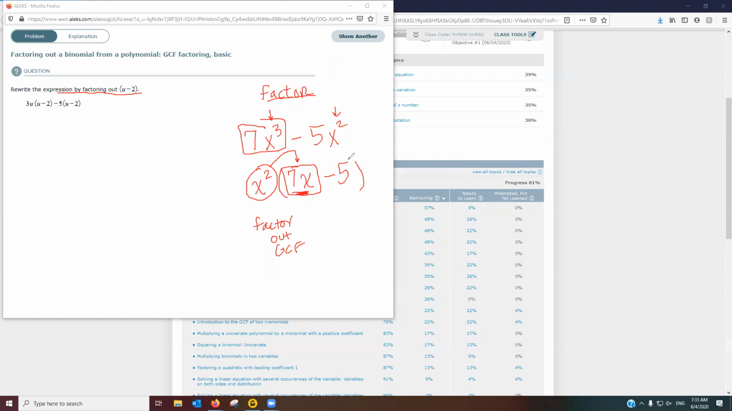And in the back here, what quantity would I need so that if I multiplied x squared times this quantity, I would get back to 5x squared? So that's how I figured out what's left over to put back in these parentheses.